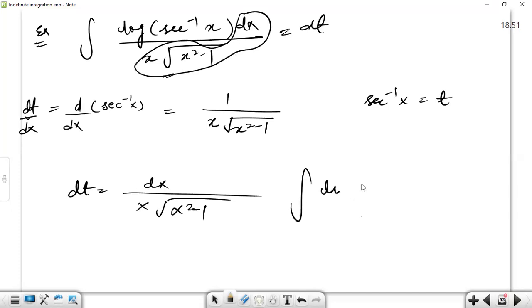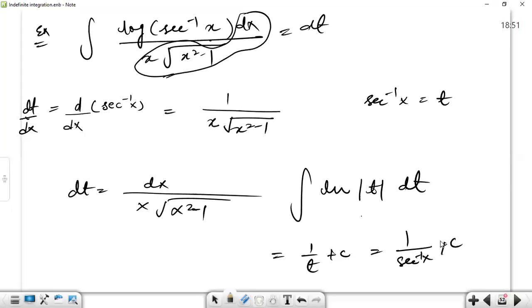So we can simply write logarithm of t into dt. Simple. Now this function is very easy to integrate because we know its formula is 1 by t plus c. And 1 by sec inverse of x plus c is the answer. Right. Yes. So this is how easy it is.